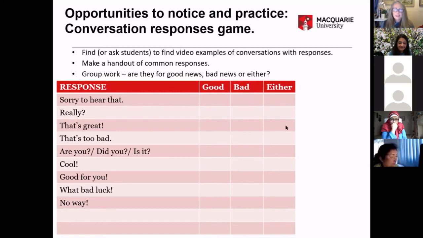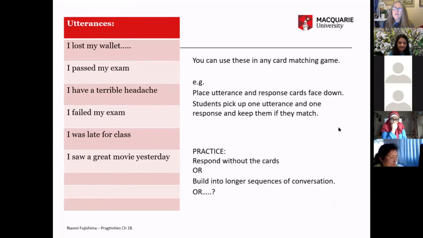So what can you do with these? Okay, then after they've got the responses, think about some utterances that might go with those responses. So things like, I lost my wallet. Oh, that's terrible. I passed my exam. Oh, that's great. I have a terrible headache. Oh, I'm sorry to hear that. And I'm sure all of you have used card games, but you may not have used them with pragmatic information.